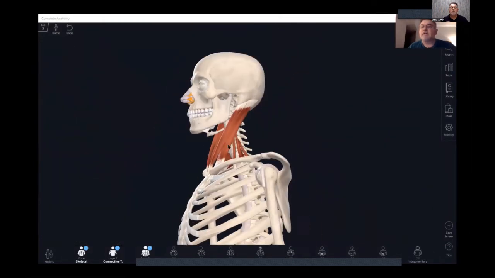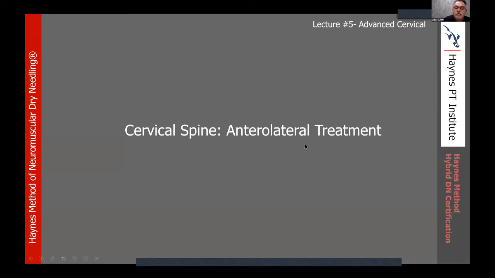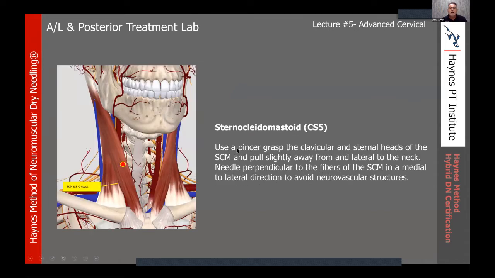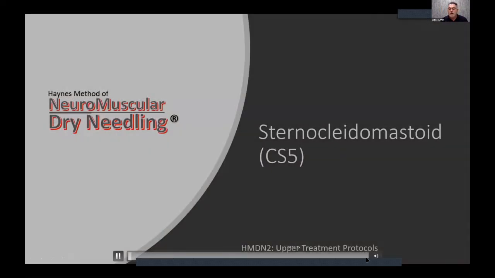So let's look into our treatment here for the SCM. Quite honestly, the patient will be supine. We could be side lying if you wanted to. If supine, the head is going to slightly rotate to the contralateral side. There's no backdrop. It's about a 3 centimeter needle. We're going to lift the SCM up and away from the neck so we can avoid the external jugular vein. But let's get to the video there.